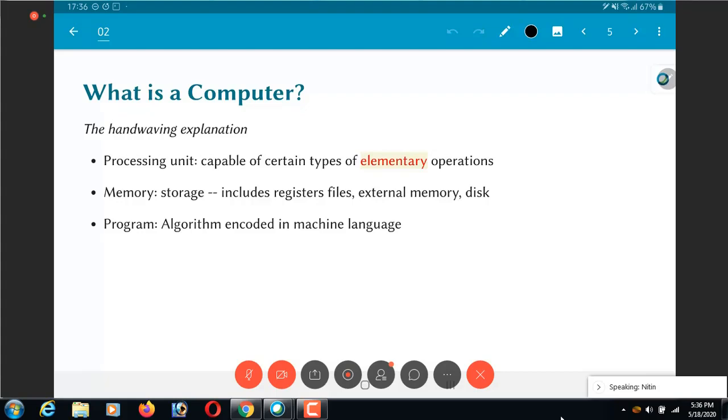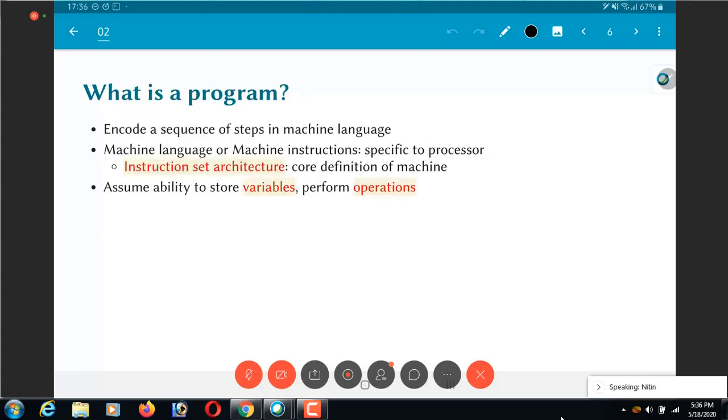So, what is a program? It's, as I said, an algorithm or a sequence of steps that has been encoded into the machine language. The machine instructions are themselves specific to the processor that you choose. For example, if you have an Intel x86, then it has the so-called x86 instruction set architecture. This term, instruction set architecture or ISA, is a very important concept from the point of view of a computer architect, a person who designs and builds computers.